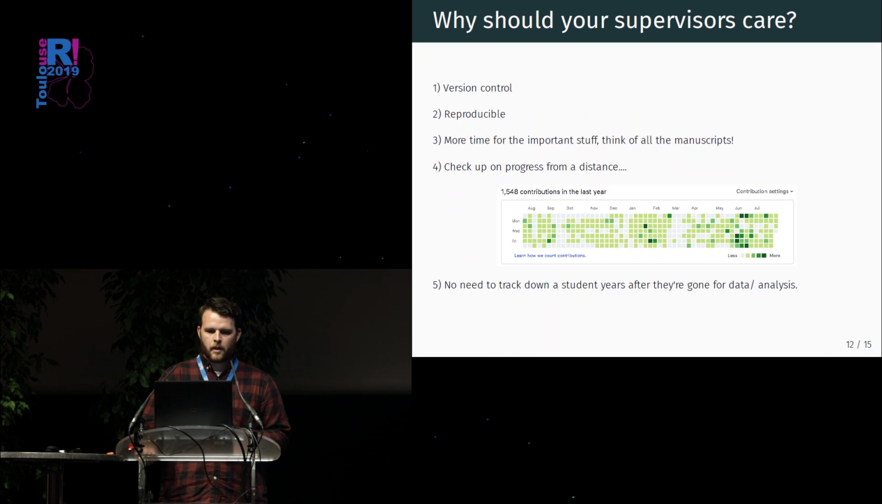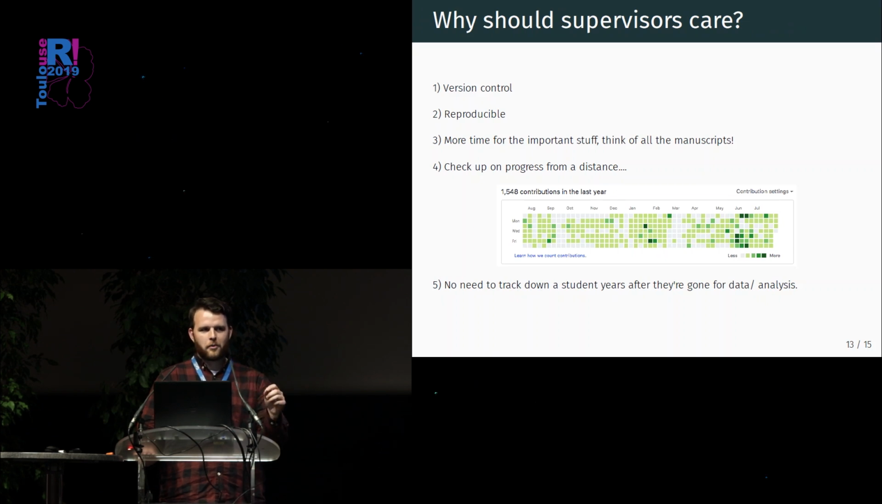For thesis supervisors, or supervisors in general, most of us know these benefits, but I find these are good talking points if you're the graduate student trying to convince a supervisor why you should start using R Markdown and Git. We talk about version control and reproducibility, and I think the big one is emphasizing that once you get it set up and running, you're going to have more time to focus on the important stuff, such as making more manuscripts, right?